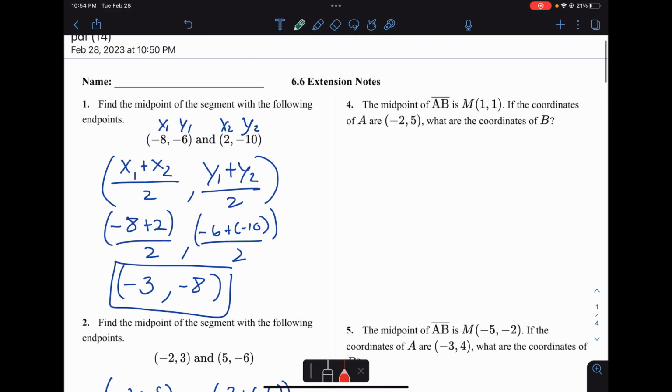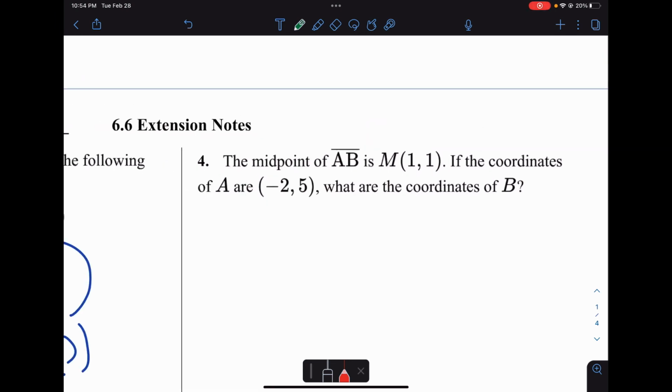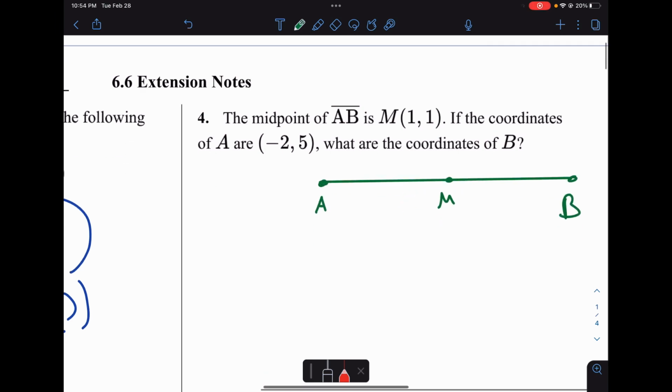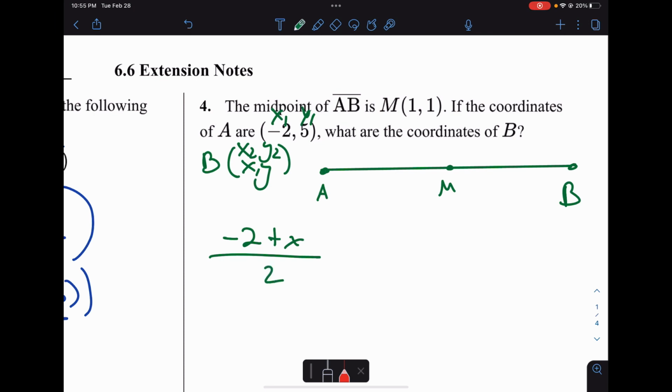All right, let's try another one here. It says the midpoint of AB is 1, 1. So again, we have our A point, our B point, and they give us our M here. Actually, here, we'll say x, comma, y. And this guy is our x1, y1, x2, y2. So negative 2 plus my x value divided by 2 needs to give me 1. And my 5 plus my y value divided by 2 needs to also give me 1.